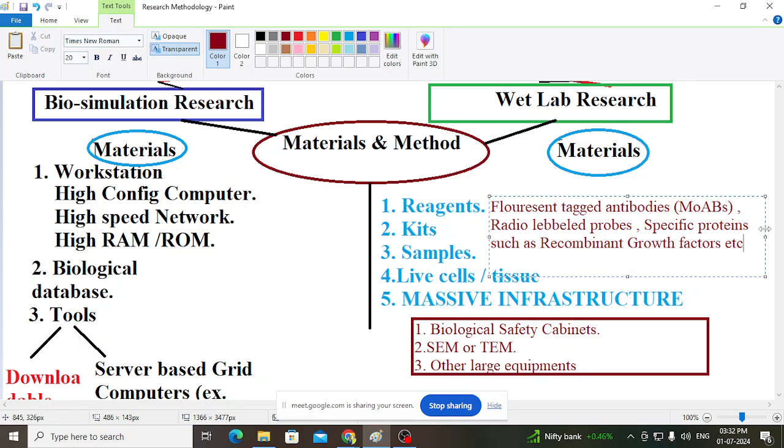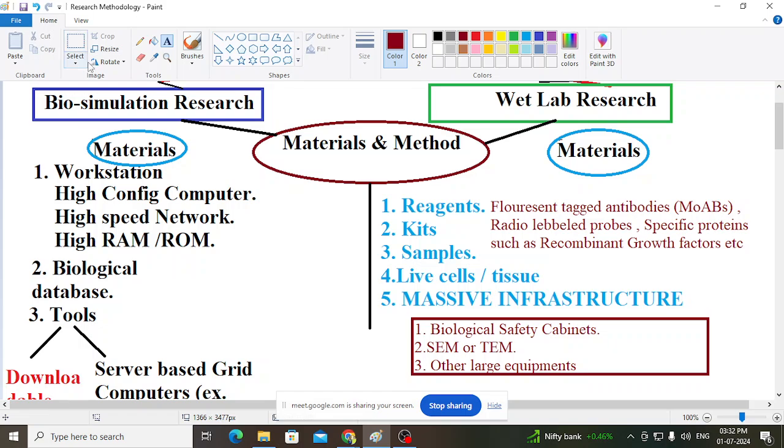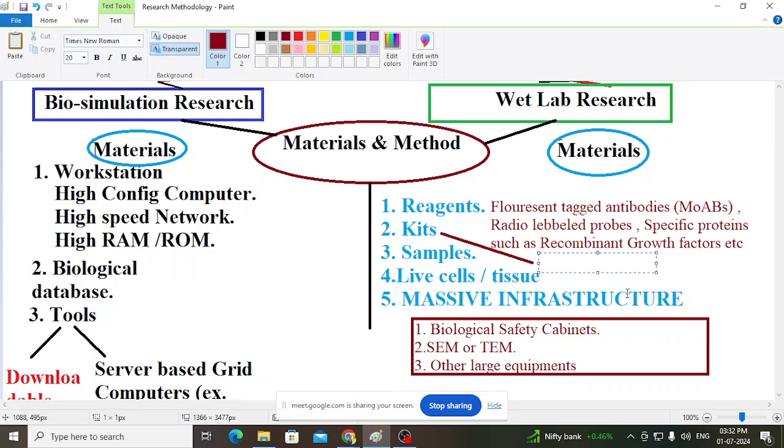Now which kinds of kits could be there? Kits could be, let us say, a DNA isolation kit, then a Western blotting kit. All these things are needed, and a number of other things are also there.